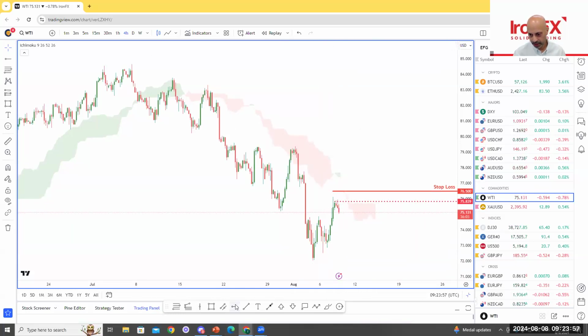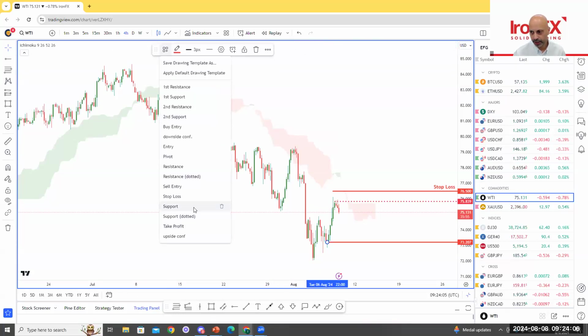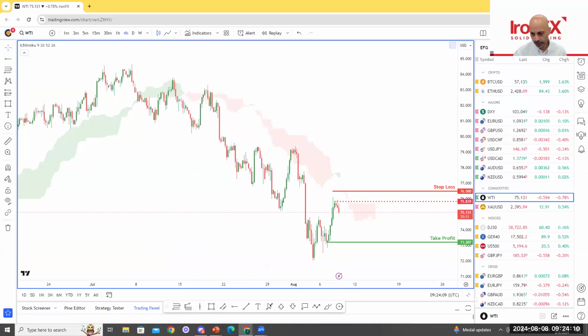We can then target a potential take profit zone at this pullback level here. There's a nice pullback level here that occurred on Tuesday at $73.20. This is where we can identify a potential take profit zone for crude prices if it continues to fall lower.